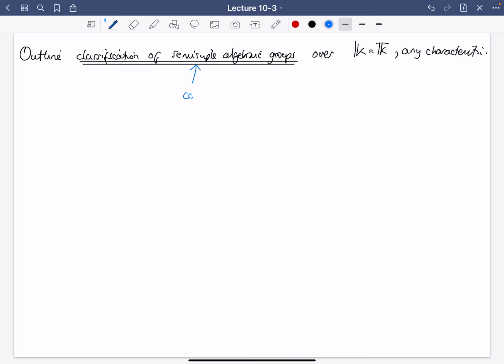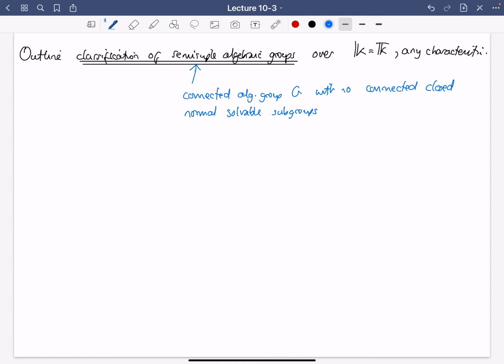That's a connected algebraic group G with no connected closed normal solvable subgroups. That is the subject with lots of adjectives, so there we go. So that's semisimple algebraic group.